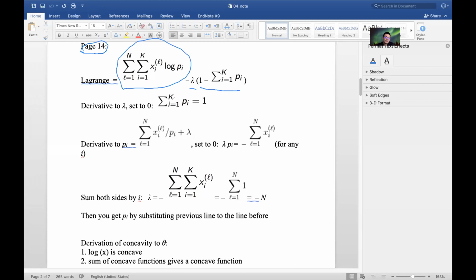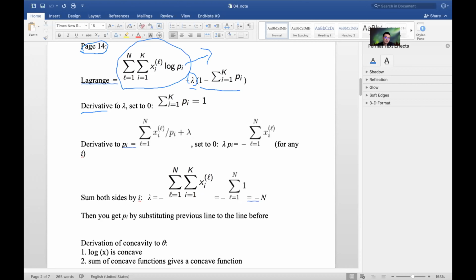Now, previously we had the p hats, the previous parameters. Now we also introduce a new parameter, lambda. So what we need to do is take the partial derivative with respect to lambda and also to P1, P2, P3, and set all of them to 0. So this will work. We will do that in 2 steps.